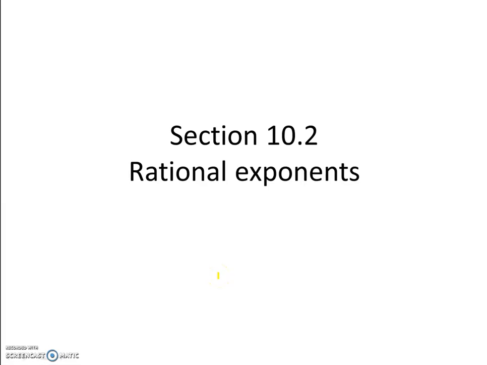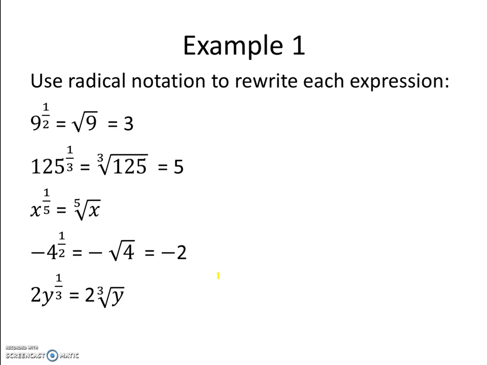Today we're going to be looking at Section 10.2, Rational Exponents. On example 1, we use radical notation to rewrite each expression. 9 to the 1/2 is the same as the square root of 9 because anything raised to the 1/2 means it is the square root.